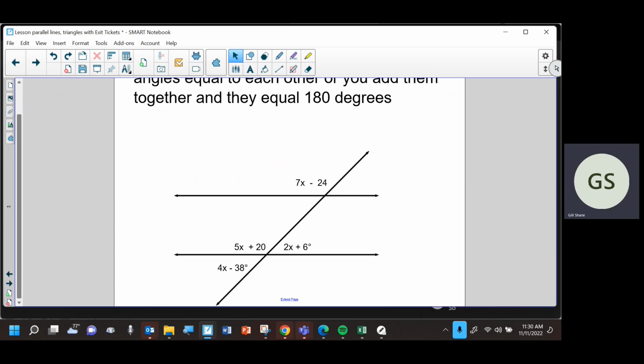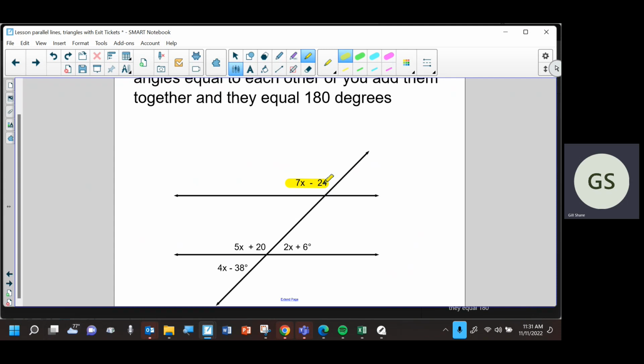So either I'm setting this here equal to one of the other angles, if I'm trying to solve, like let's say I didn't have all of these angles, I only have one of them, or I'm going to add them together and they equal 180.